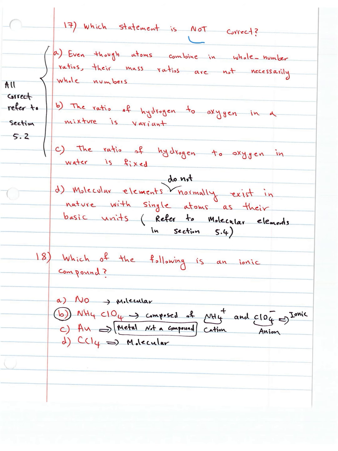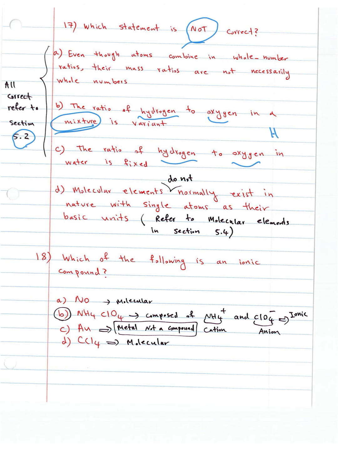Which statement is not correct? Even though atoms combine in whole number ratios, their mass ratios are not necessarily whole numbers. This is true. The ratio of hydrogen to oxygen in a mixture is variant. So remember, there is a difference between a mixture and a compound. In a mixture, you can have variant ratios of number of atoms. But in the compound, this ratio of, for instance, hydrogen to oxygen is fixed, but in a mixture it can be variant. And I encourage you to study chapter or section 5.2 for more information.